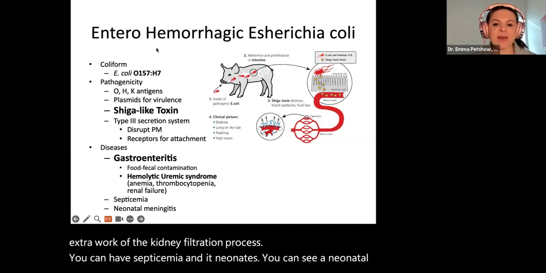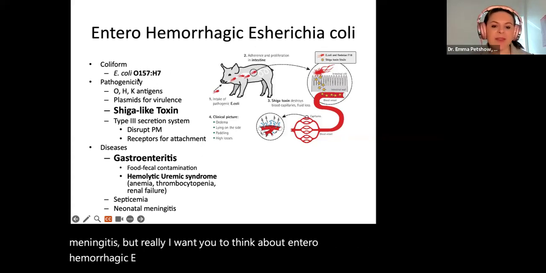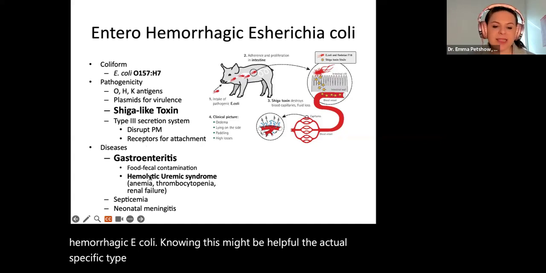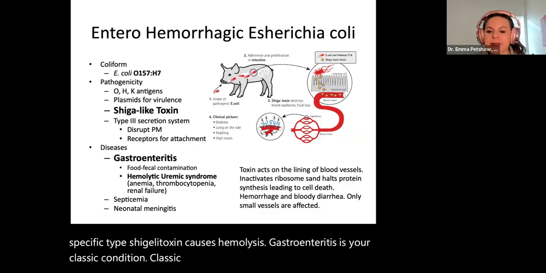But really, I want you to think about enterohemorrhagic E. coli. Knowing this might be helpful, the actual specific type. Shiga-like toxin causes hemolysis. Gastroenteritis is your classic condition, classic presentation that you'll see here.